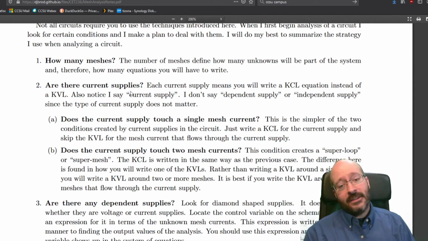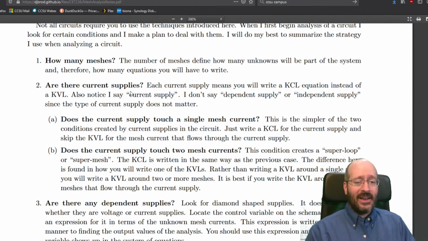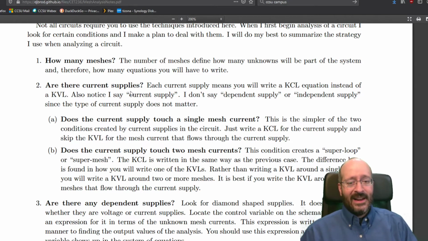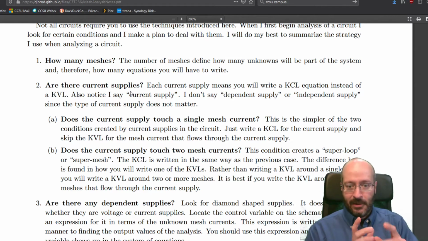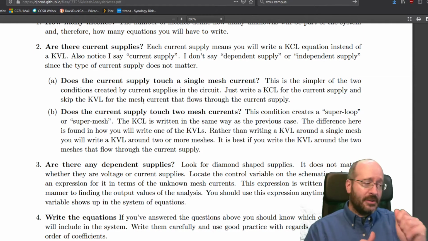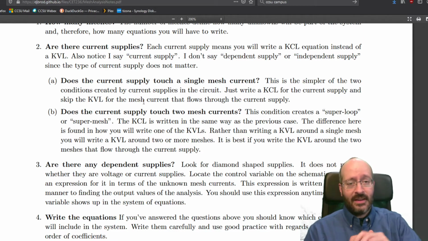The next thing I notice is, are there any current supplies? Because if I see a current supply, I know I'm going to write a KCL equation. I didn't say dependent current supply. I didn't say independent current supply. I said current supply. So look for a supply with an arrow in the middle. It doesn't matter what kind. Does it touch a single mesh? If it touches a single mesh, then I write a KCL, and all of the other equations I write the same way that I would have with KVLs.